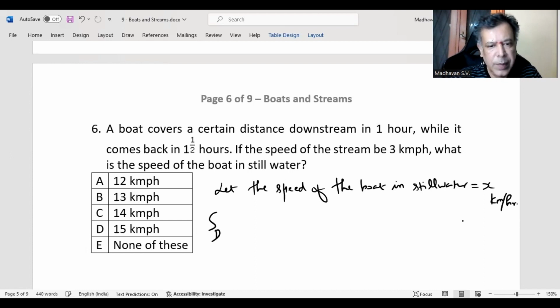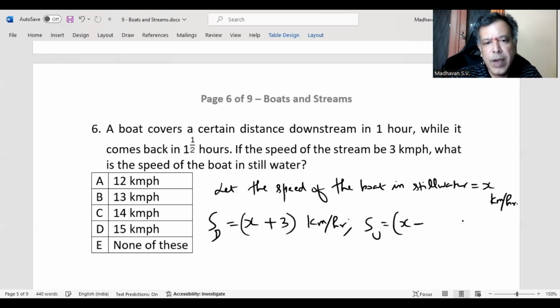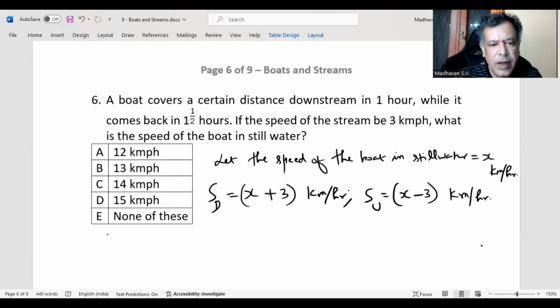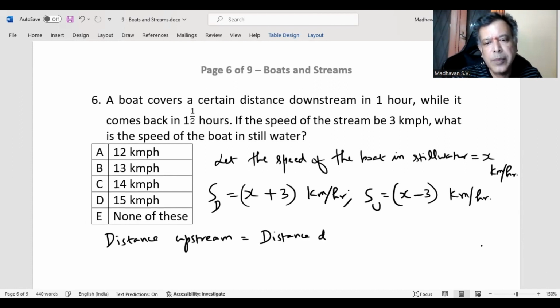Now, speed downstream is equal to speed of the boat, which is x, plus speed of the stream, which is given as 3. So this is x plus 3 kilometer per hour. Now speed upstream will be speed of the boat minus speed of the stream, which is 3. So x minus 3 kilometer per hour. Now distance traveled upstream and distance traveled downstream are the same. So distance upstream can be equated to distance downstream.